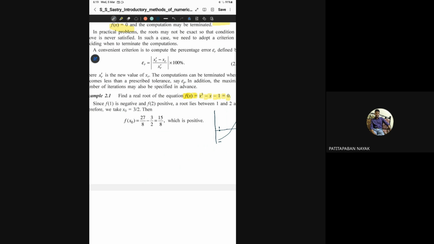Now, what is the value of f of x0? If you substitute x0 equal to 3 by 2 in this equation, you will get 27 by 8 minus 3 by 2, which is equal to 15 by 8.